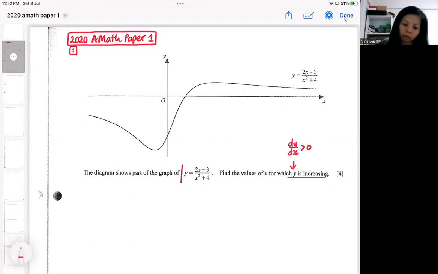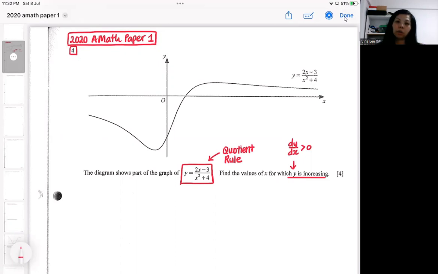If you look at the equation format, what formula should you apply to get your dy/dx? The numerator has x, the denominator has x, so you should be applying your quotient rule to get your dy/dx. Then, after you apply the quotient rule to get the dy/dx, we are going to execute dy/dx greater than 0.